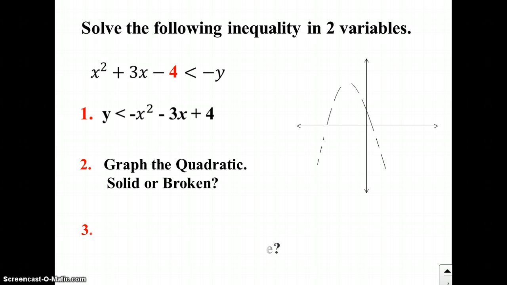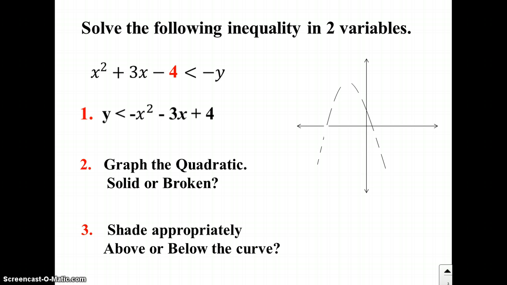And then the last thing we're going to do is decide whether we should shade above or below the curve. So this says y is less than, we should be shading everything below the curve. So everything inside this curve in here. All right. You guys go ahead and shade inside that curve right in this section. And then we've solved this inequality. All the points underneath or below this curve satisfy the inequality that we started with. So by shading this section, we were saying every point in this section satisfies this solution.